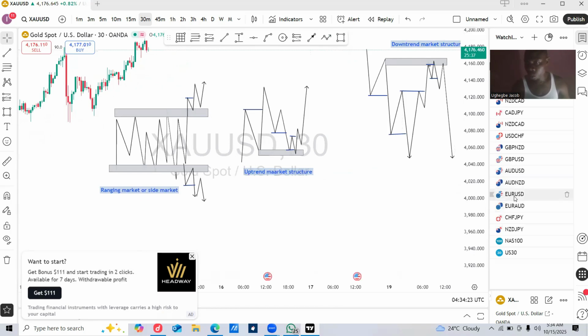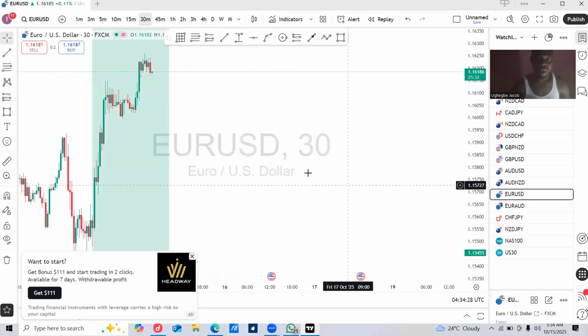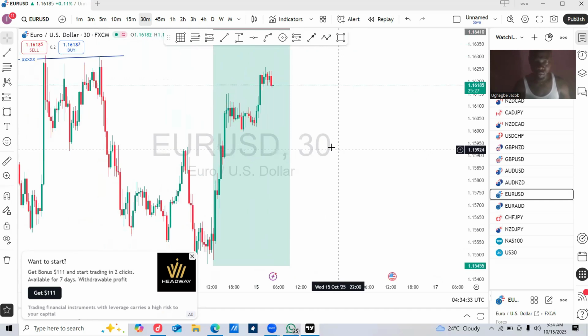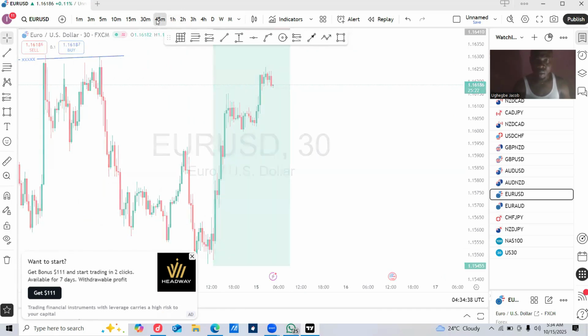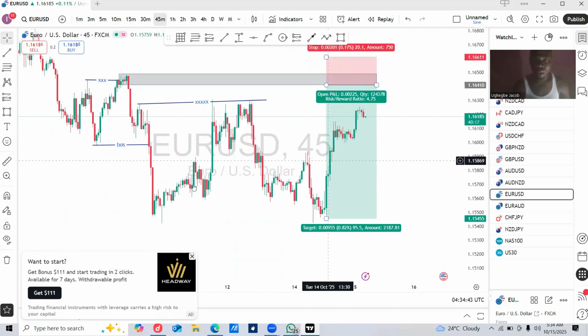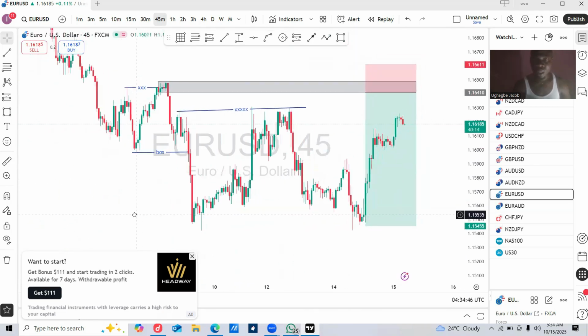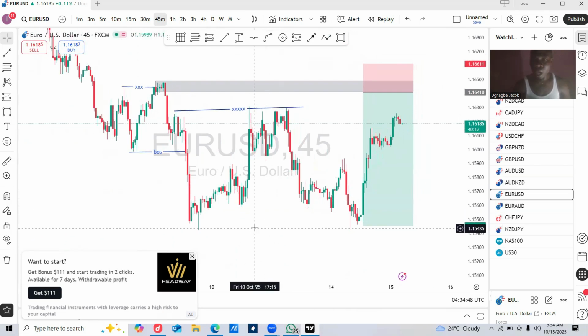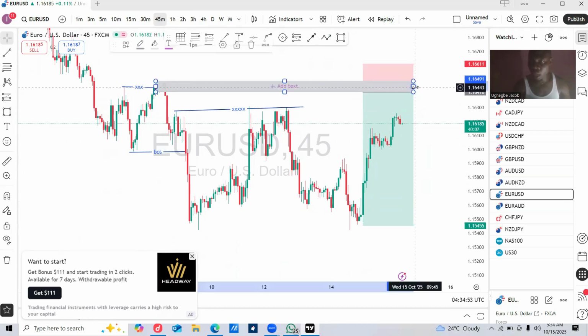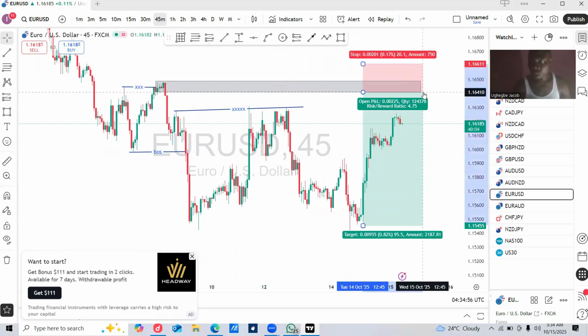Now let's go to Euro USD. This is Euro USD. Now you can see that this Euro USD, I already analyzed it. Waiting for this area to set the market down.